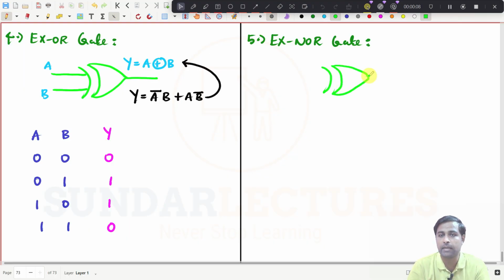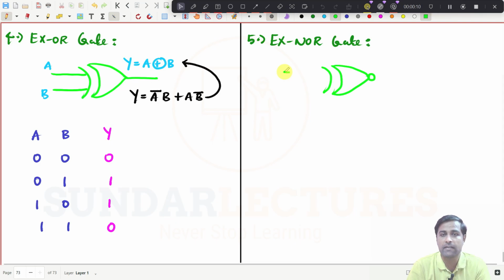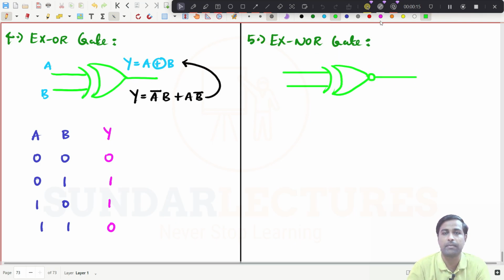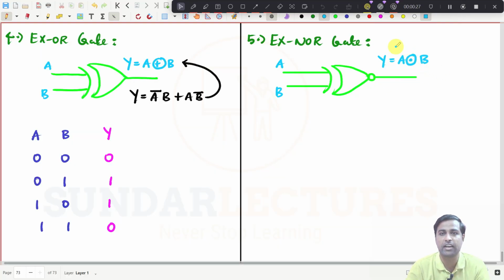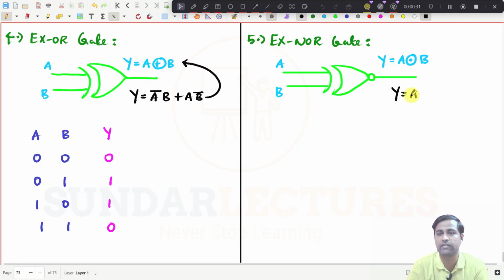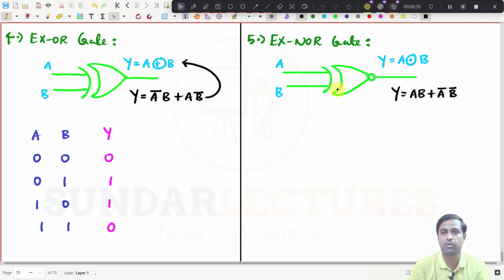Same as the XOR gate, but you have a NOT here, and these are all the same. The inputs will be A and B, and Y is equal to A XNOR B. This is the equation I generally use, and you also need to understand what it actually means. It will be AB plus A bar B bar. So this is how the expression for XNOR looks.